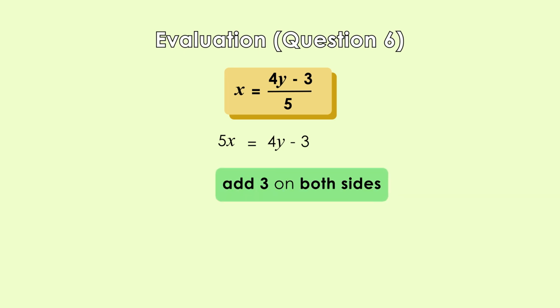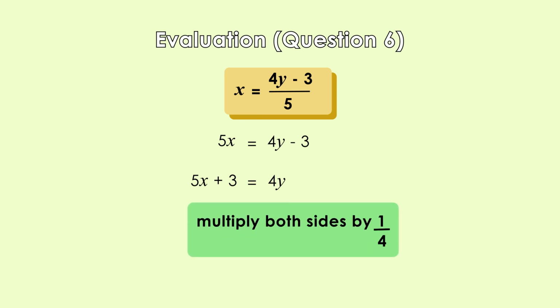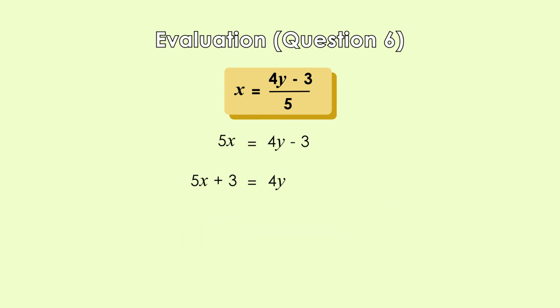Now add 3 on both sides of the equation. 5x plus 3 equals 4y minus 3 plus 3. To get 5x plus 3 equals 4y. By switching the sides of the equation, 4y equals 5x plus 3. Finally, multiply both sides of the equation by 1 over 4. 1 over 4 times 4y equals bracket 5x plus 3 times 1 over 4. The answer is y equals 5x plus 3 over 4.